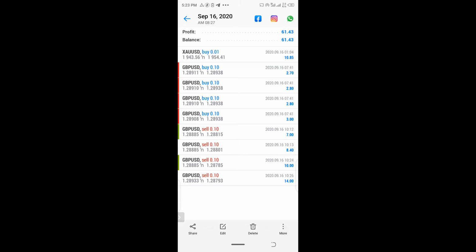So for this GBPUSD here, can somebody tell me which one is the pip representation? Remember I said it's the 4th number after the decimal point. Amazing. The 4th number after the decimal point there is 1. So that is the pip. All right, so pip is always the 4th number after the decimal point.